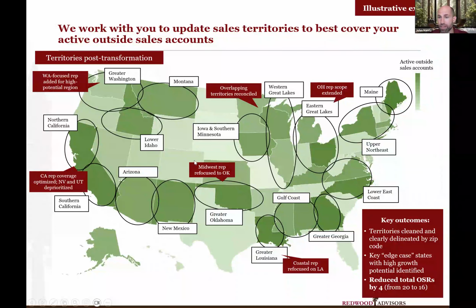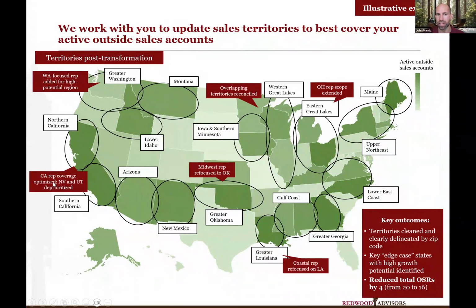And we worked with them, and we're really abstracting here, but we actually looked at the individual account levels and we said, look, we had to redesign this. And working with their sales leaders, we kind of figured that out. So in this case, we had some overlap. We had the Washington focus rep took on, we added because it was a high potential region.